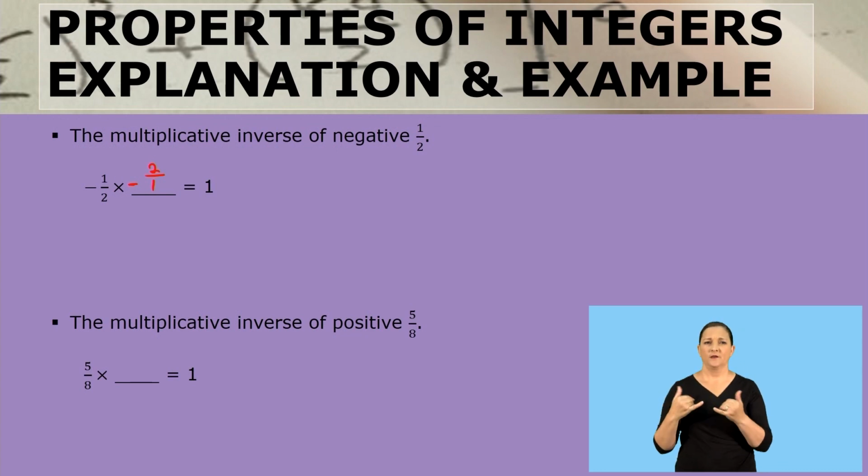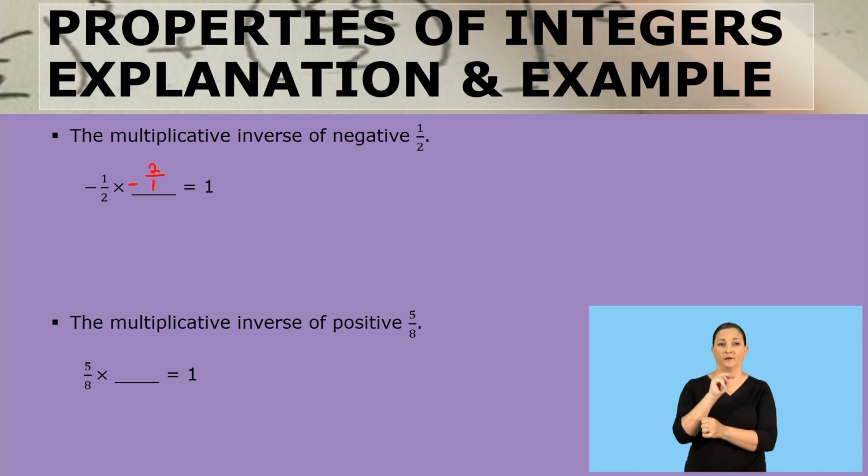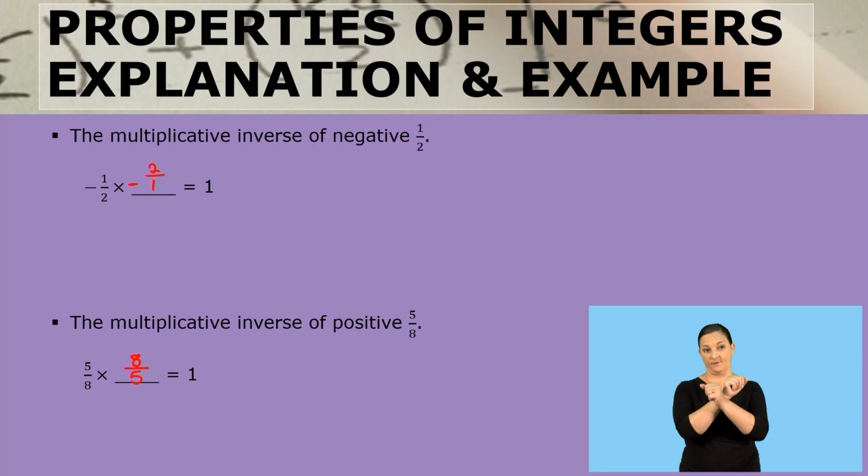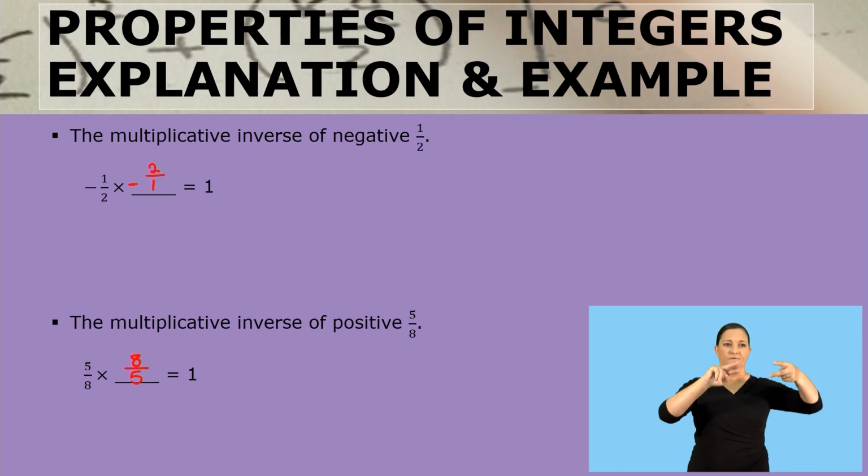What about the multiplicative inverse of a positive 5/8? That is 5 divided by 8. And again, we are looking for a number that is of the same sign. And when we multiply it, it is going to give us 1. And that number there is 8/5, because the reciprocal of 5/8 is 8/5. And that number there is 8/5 because 5/8 multiplied by 8/5 is equal to 1.